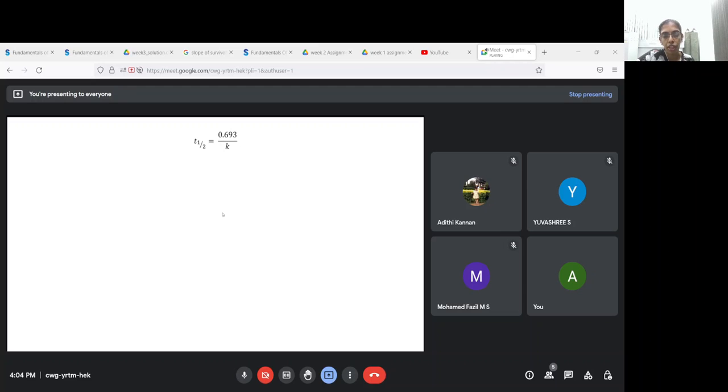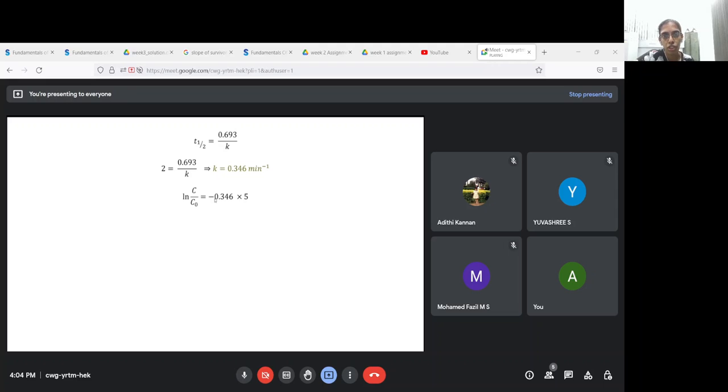Now we already know that the half-life of the reaction is 2 minutes. So 0.693 divided by K is equal to 2, from where you can get K, the rate constant, as 0.346 minute inverse. Now that you have the rate constant, you substitute it back in the same equation. You have the time already, and you have the rate constant. So we substitute it back to find out the concentration.